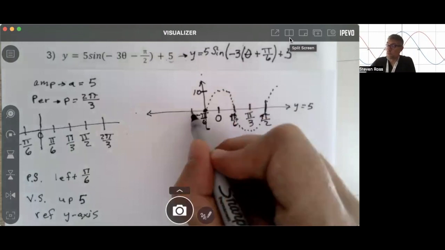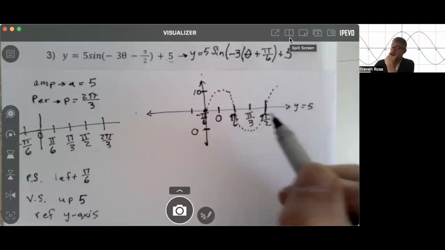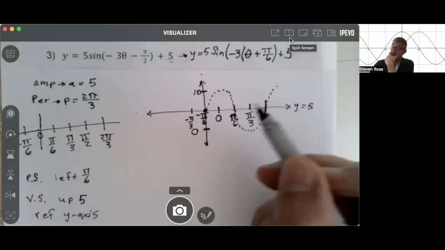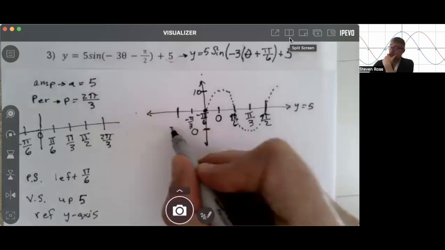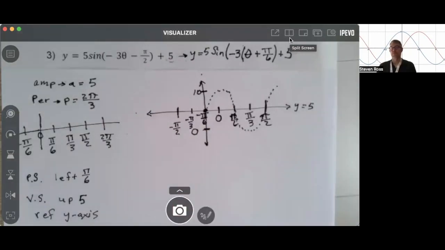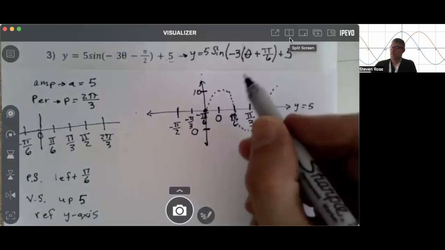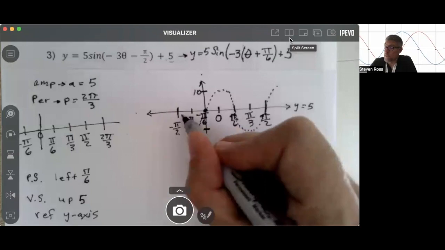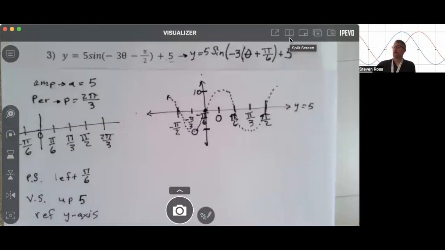And maybe I'll go a few more points to the left. Negative pi over 3 and negative pi over 2. I always want to have at least one complete revolution. And so it's going to go down and back up again, just like that. Okay, so I've dotted it just to help to realize that that's not the final answer. I'm going to put the final answer in red next time. Put it in red. All right.